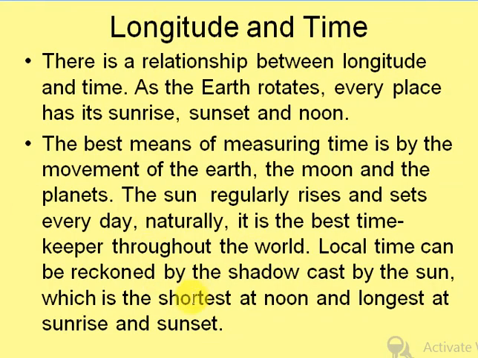Now there is a relation between longitude and time. As the earth rotates, every place has its sunrise, sunset and noon. The best means of measuring time is by the movement of the earth, the moon and the planets. The sun regularly rises and sets every day. Naturally, it is the best timekeeper throughout the world. Local time can be reckoned by the shadow cast by the sun. It is the shortest at noon and longest at sunrise.